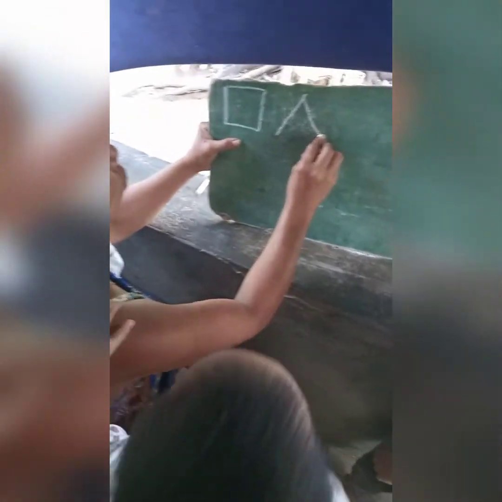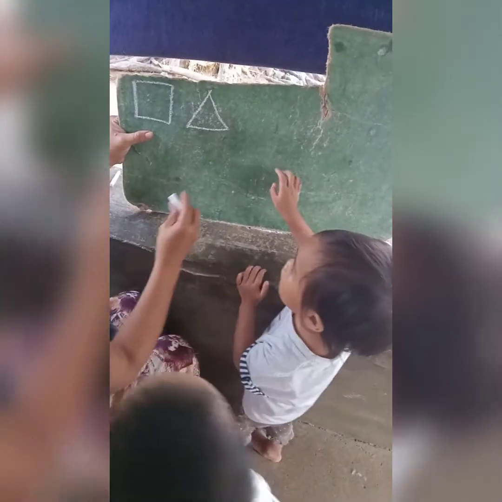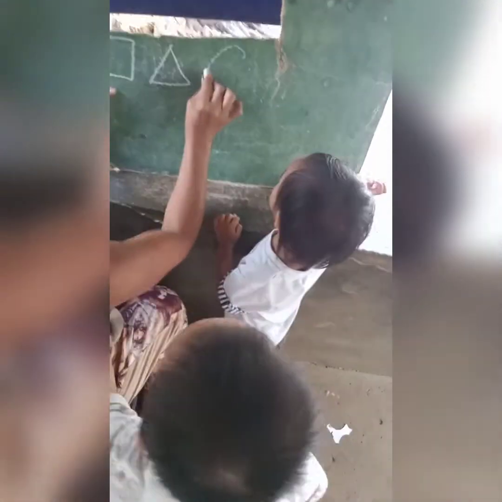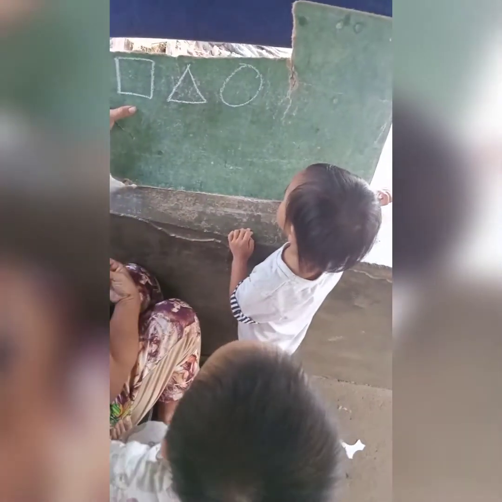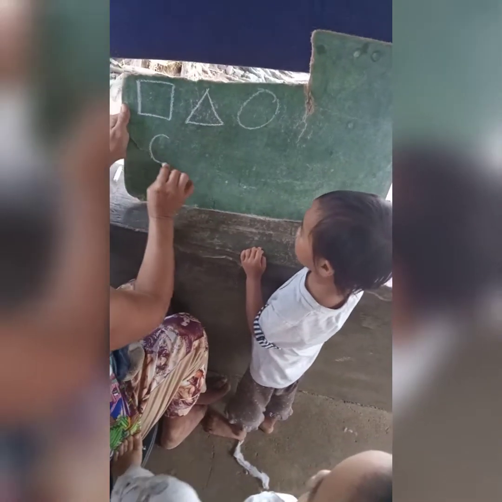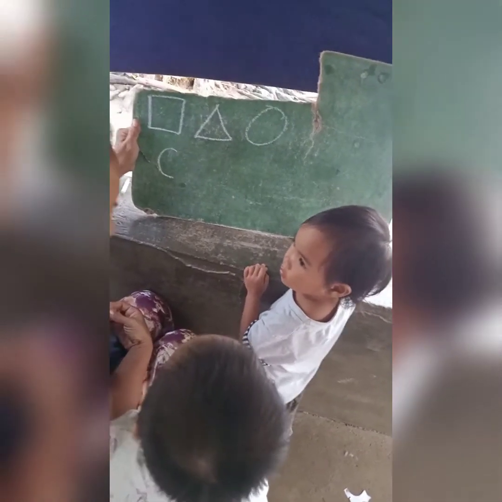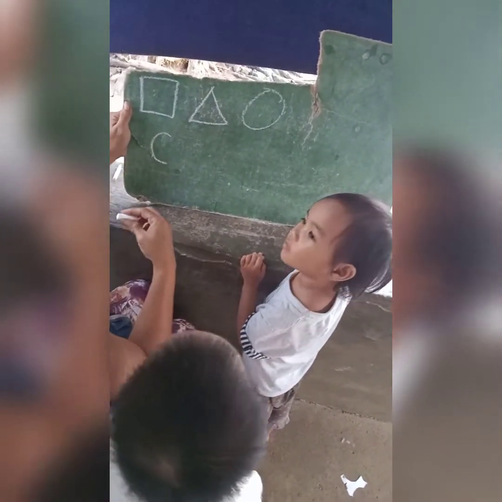Square. A square. How about this? What is that? Triangle. Triangle. How about this? Circle. Circle. How about this? What? Very good.